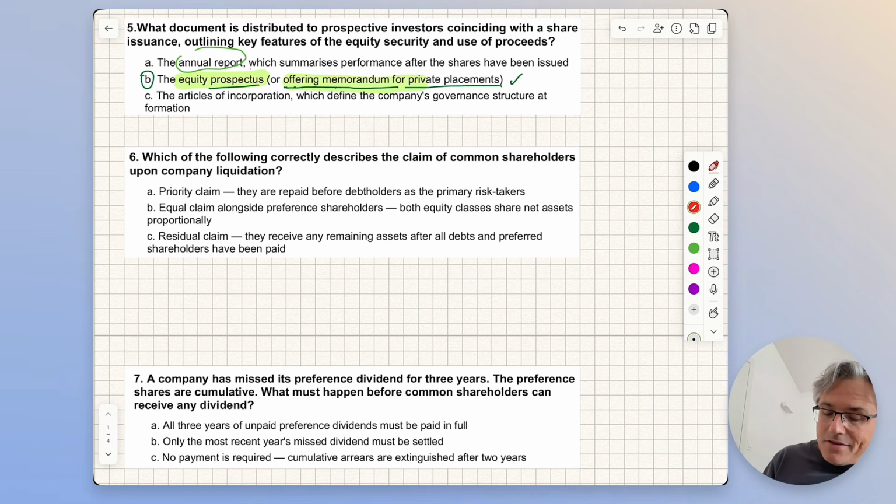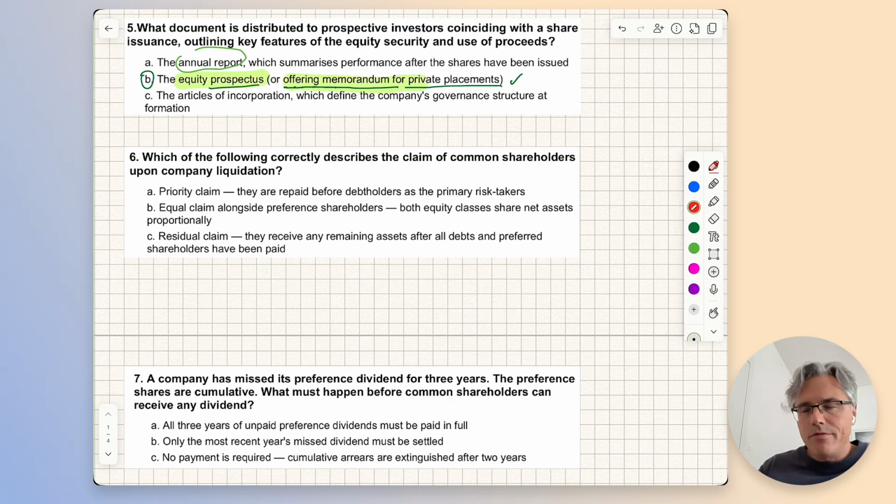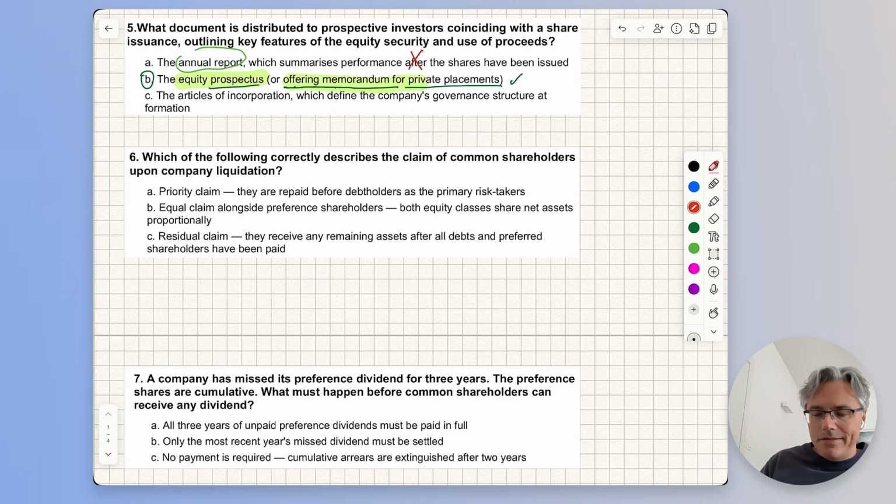And this is all about reading the potential answers carefully, and not jumping to conclusions too quickly. You see, the annual report summarizes performance after the shares have been issued. No, an annual report provides a summary of financial performance up to date, until the share issuance, not after. So this is what's wrong with answer A. Otherwise, it would be partially correct. Annual report, yes, it's part of the equity prospectus, but it's not an ex ante document that forecasts performance, but summarizes what happened thus far.